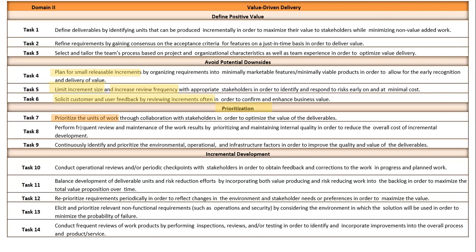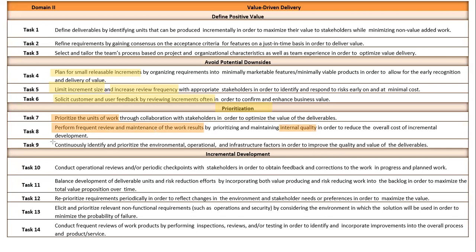Take a look at this. Perform frequent review and maintenance of the work results. What do you think they're talking about here? We're talking about internal quality so that team members are on top of what they're doing. They are able to prioritize what needs to be done, but not just that, they check it and integrate it to ensure that the project or process moves smoothly and cohesively.